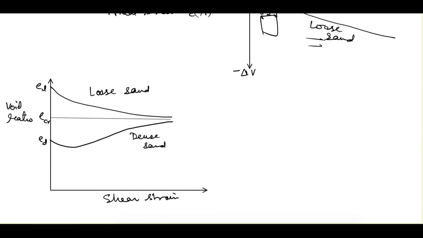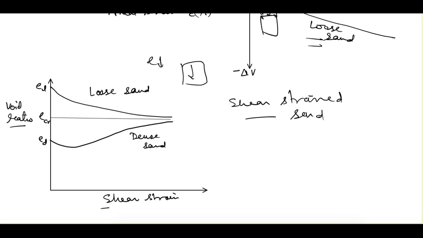And so this is another relationship, that is between void ratio and shear strain. So when these sands are shear strained, so some shear strain is applied on this soil, on sand. What happens if it is in loose condition, its void ratio decreases, so its e value decreases and it reaches a value of minimum e, that is called e critical, and after that even if we apply more load, its void ratio will not decrease.